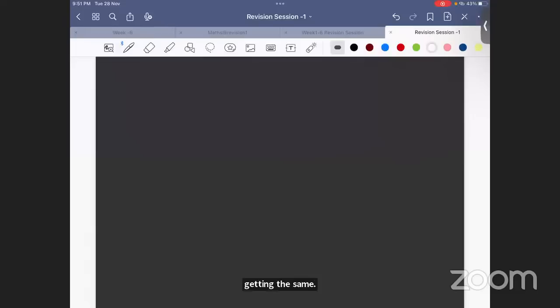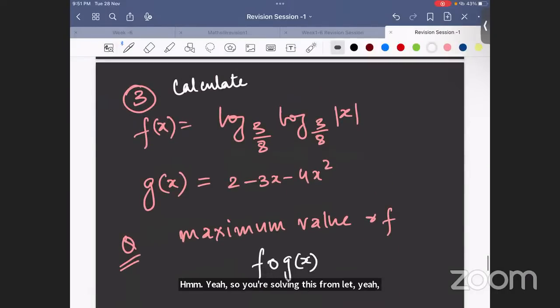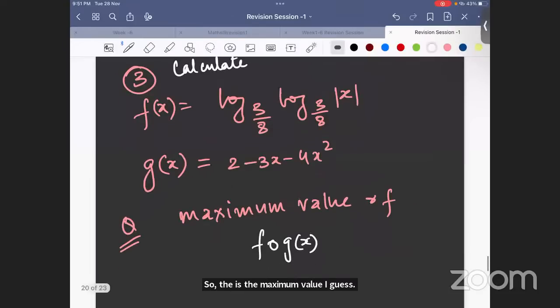Okay, sir. Yeah, so you're solving this problem. Everybody solve this problem. Sir, 0 is the maximum value, I guess. Everybody has solved. What is the maximum value for this one? It's -3/8. So if you calculate the maximum value for this g(x), you'll be getting -3/8.